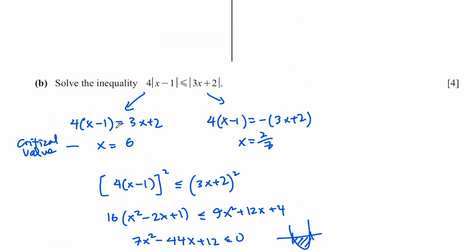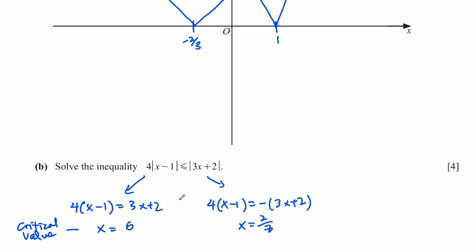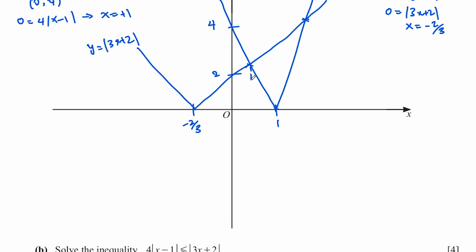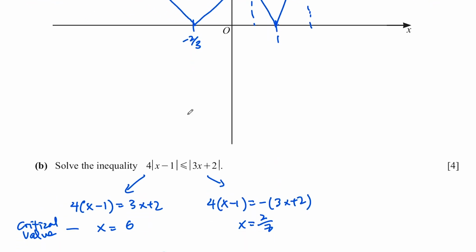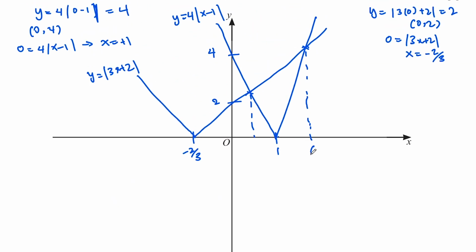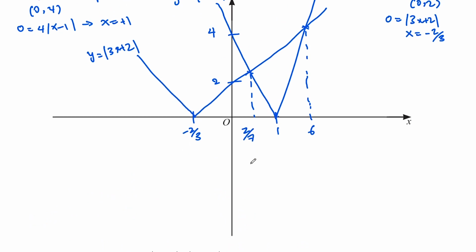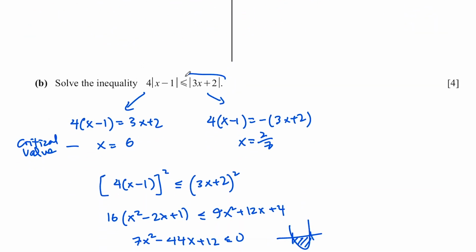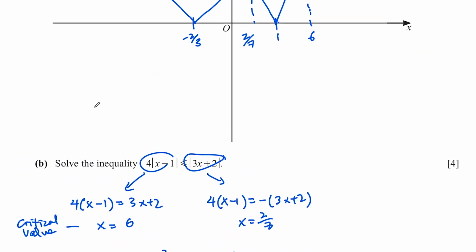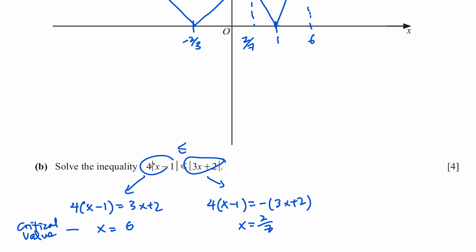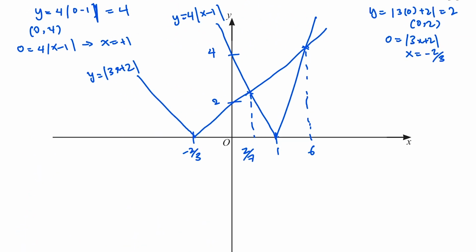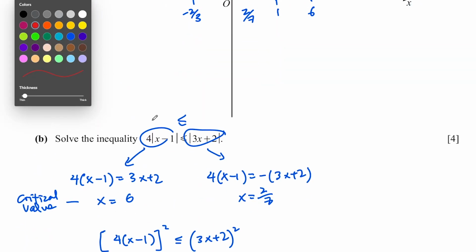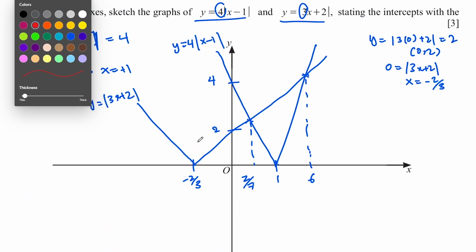But if you're just doing the first method, once you get the two critical values, you can actually refer to the graph, depending on whether you're drawing the graph accurately, right? So here will be 6 and here will be 2 over 7. We want to see where this 3x plus 2 graph is above, more than, the 4x minus 1 graph. So maybe I'll highlight this 3x plus 2 in red color.